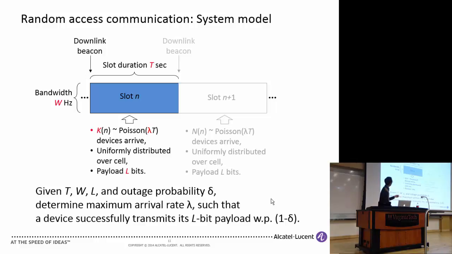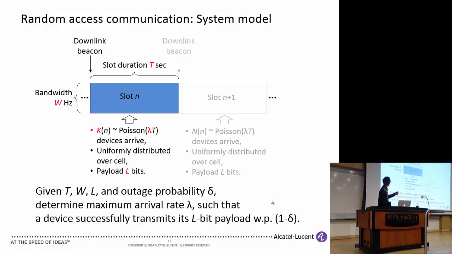So there's some realization of this Poisson random variable at the beginning of the slot. K devices want to transmit, and they want to transmit a payload of L bits. Let's say that's 1,000. And these devices are uniformly distributed in a cell. So imagine you have a circular cell that's 1 kilometer in radius. You have a base station at the center of the cell. You have devices that are uniformly distributed, and there are K of these devices, each wanting to transmit 1,000 bits.